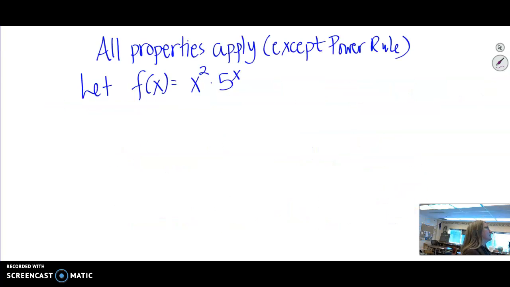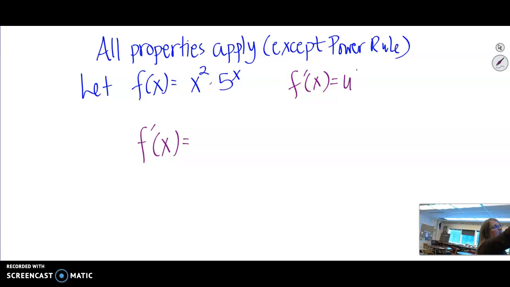All right, so all the other rules apply: the product rule, the quotient rule, chain rule, etc. So if we have a function f of x equals x squared times 5 to the x, then we'd have to use the product rule. And the product rule, recall, is u prime v plus u v prime.